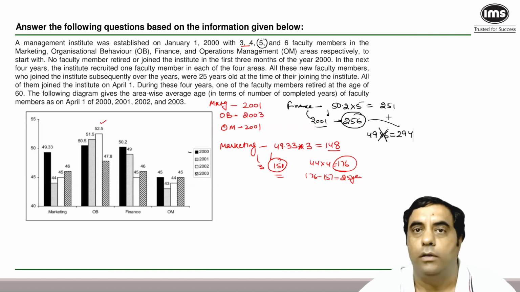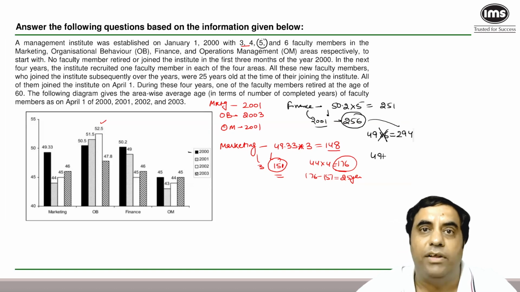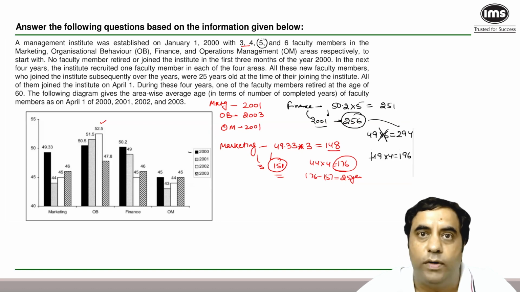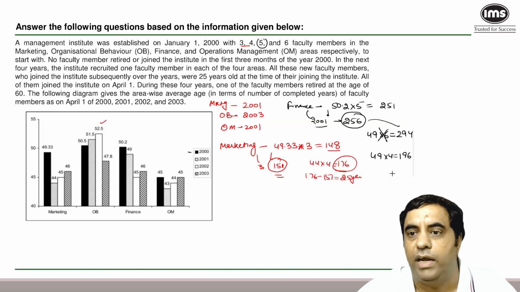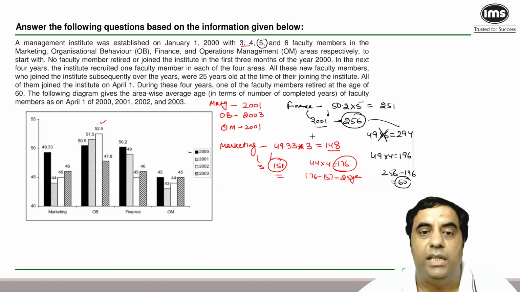Therefore, this is. Now, let's cross-check for had the person retired. So, in that case, 49 is the average age of the remaining 4 people. So, 49 into 4 is going to be nothing but 196. So, the sum of 5 is 256, while the sum of 4 is 196. If we take the difference, it is coming out to be nothing but 60 years. So that tells me that a person retired from finance in the year 2001. There is a person who retired.